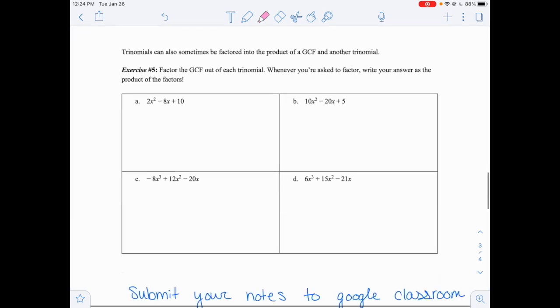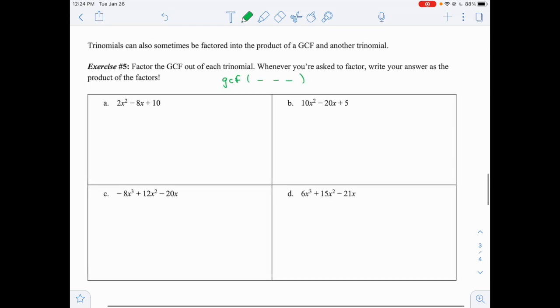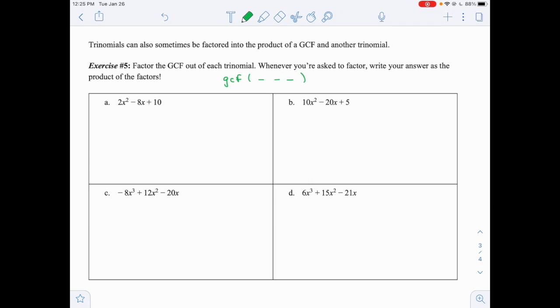Okay, we're almost done. We just need to factor some trinomials. So I can also take GCFs out of trinomials. It's the same process. There's just 3 terms instead of 2. So in the end, you're going to have the GCF times 3 terms instead of 2. It says factor out the GCF of each trinomial. Whenever you're asked to factor, it means write your answer as the product of the factors. So I want you to try these. You might want to watch the first one and then try the rest. So in the first one, there's no x in the last term, so no variable in the GCF.